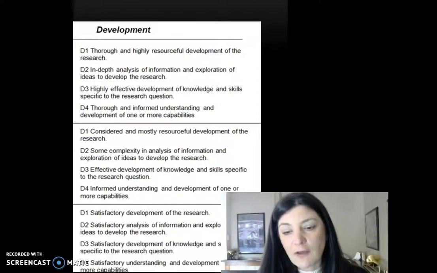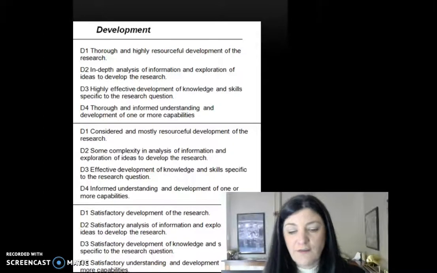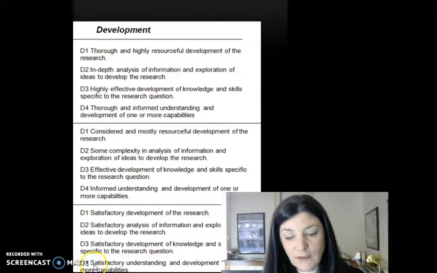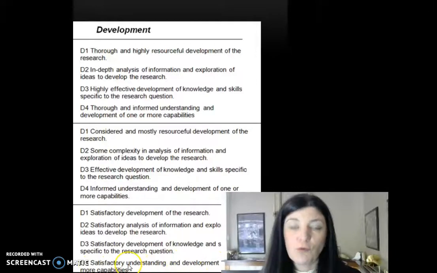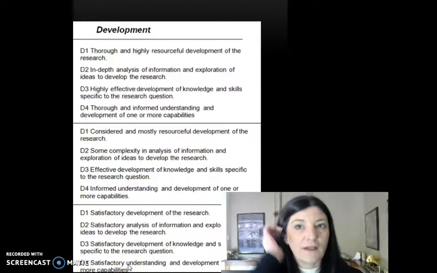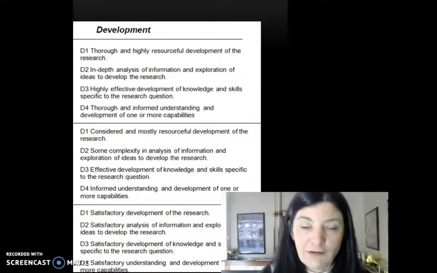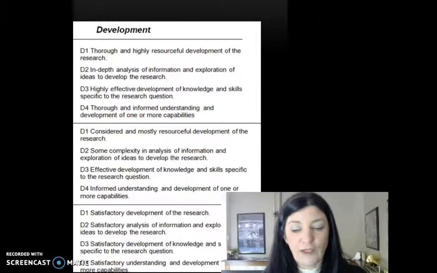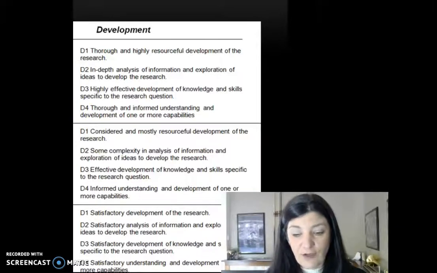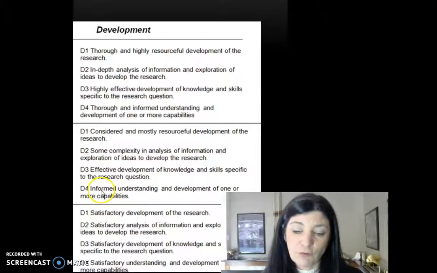And now if we come over to the development side, then we look at these 4 performance standards. We can see that for D4, satisfactory understanding and development of one or more capabilities can be demonstrated through a paragraph in your proposal and then maybe 1 or 2 entries, so that's to get a C level. To get up to a B level, we need to have informed understanding.